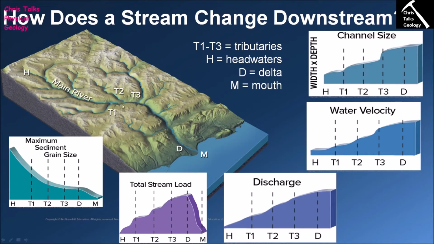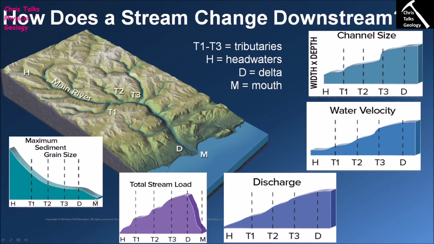Now, by the time that we move further downstream, the gradient keeps getting lower, and so as the gradient gets lower, the water becomes less energetic, and so we start to get smaller and smaller class sizes being moved by the water, and larger class sizes are being deposited. So by the time we're down here in the delta, we have a situation where we're moving only the finest material. So we're moving clays, silts, and maybe fine sands, because that's all the water has the energy to move. It can't move big stuff like boulders, cobbles, and gravel, because it's simply not energetic enough.